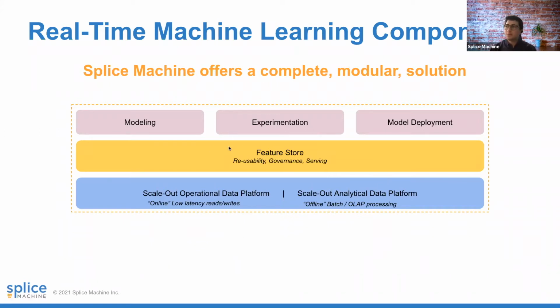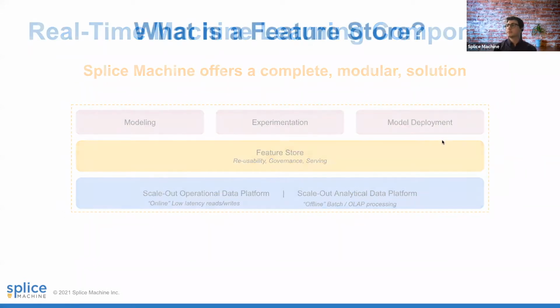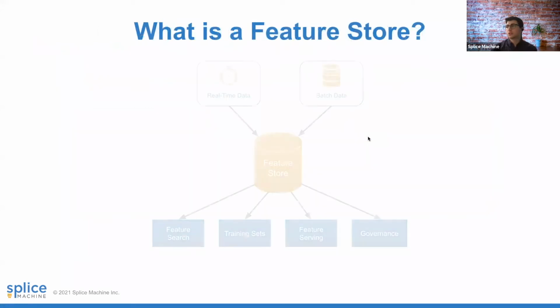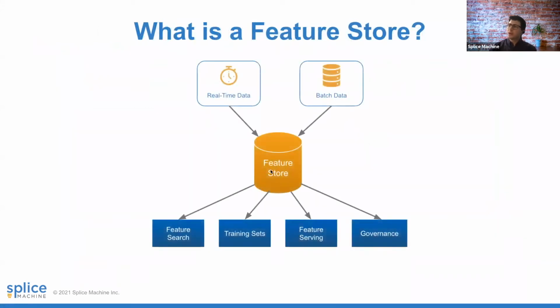I would think that many of the people listening are least familiar with the feature store. This is the piece of the equation that is new, the piece of the equation that is really only necessary for real-time machine learning. And so I'm going to spend just a little time on what exactly a feature store is and why it's so useful for real-time machine learning. So what is a feature store? A feature store is a central repository of features that are used for machine learning.